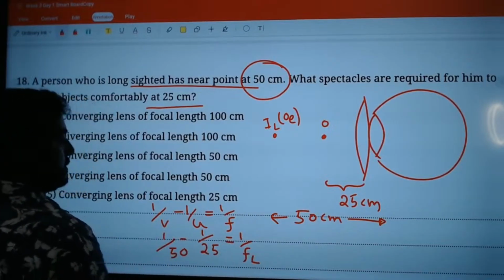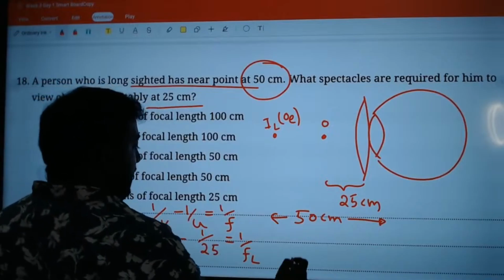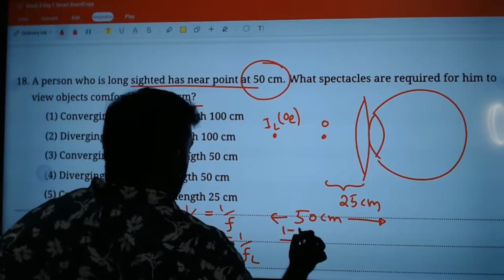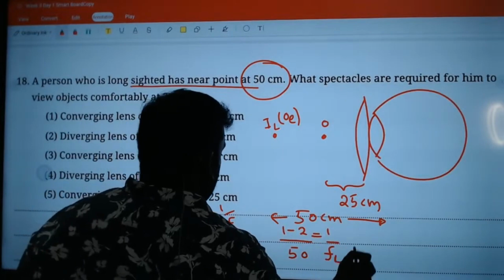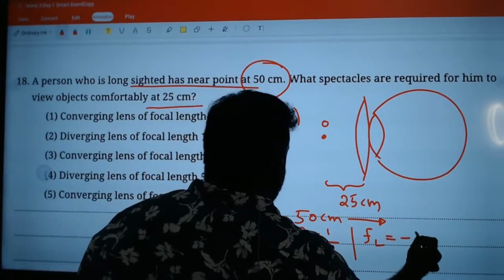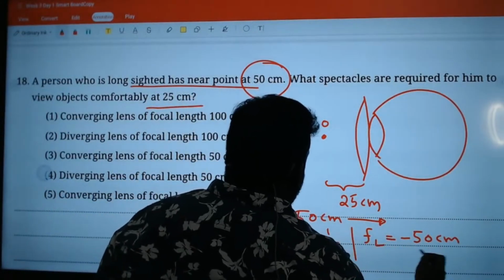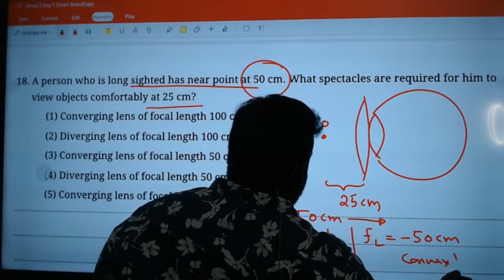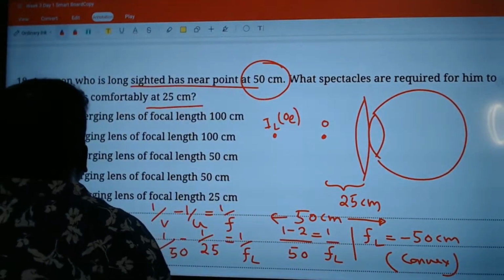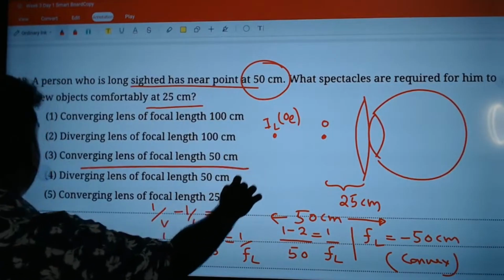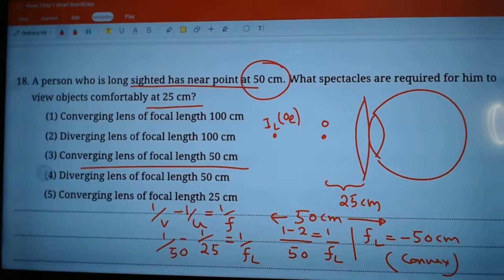Find the focal length of the lens. Common denominator 50: 1 minus 2. Turn upside down: minus 50 centimeter. Remember, minus 50 means what? Convex lens, so a converging lens of focal length 50. Correct answer is answer number 3.